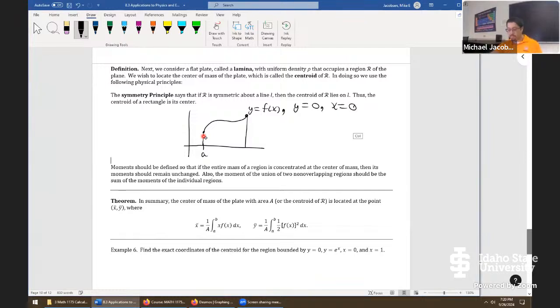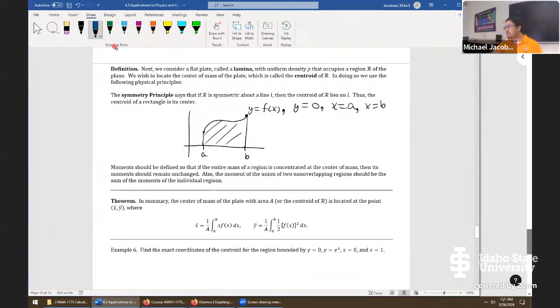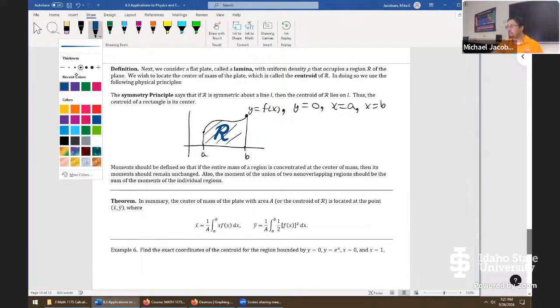That gives us a vertical line segment. We'll only apply this much to cut off the area here instead of the total vertical line segment. Next one will be x equals b. And what we get is a bounded region in the plane. So that's our region R.